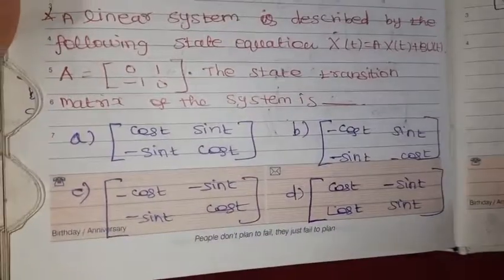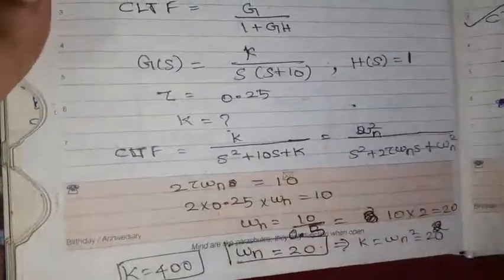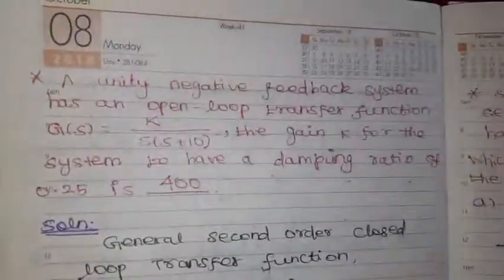Which one? cos t sin t minus sin t cos t. This one, option A. Then we'll move on to the next one.